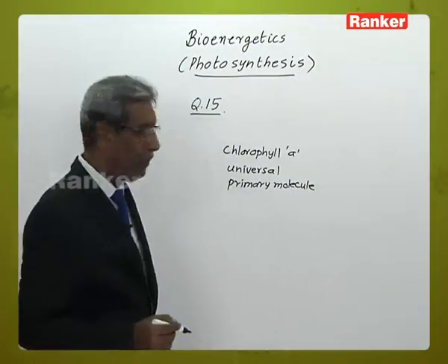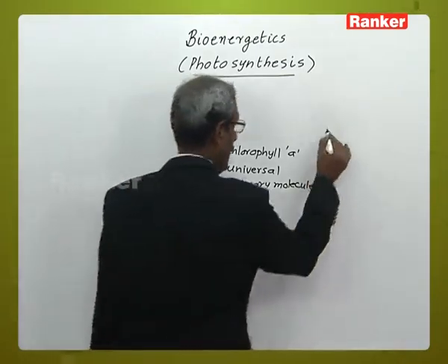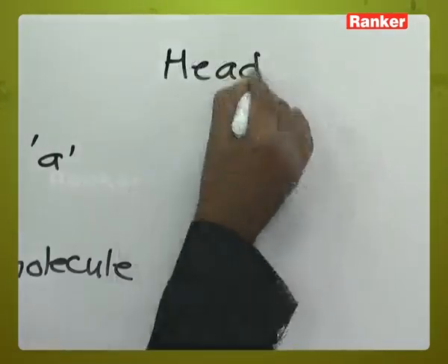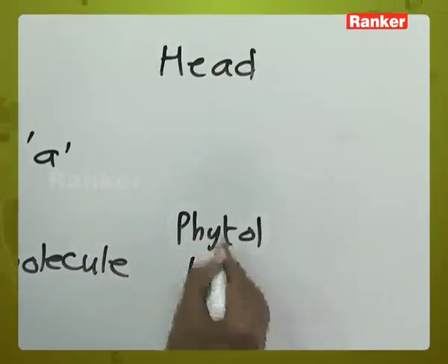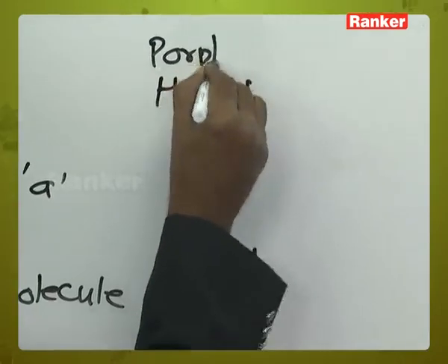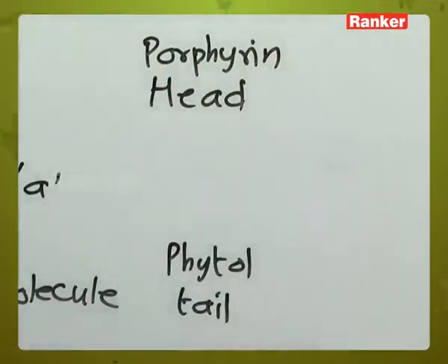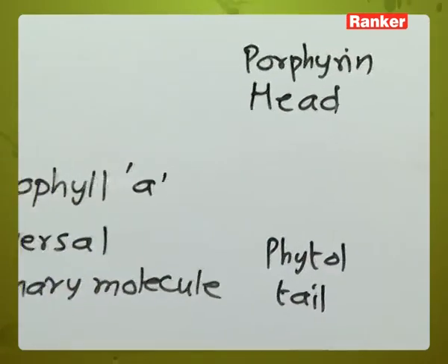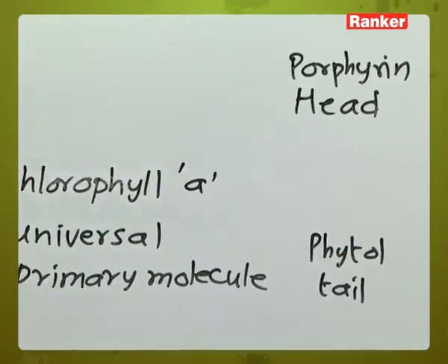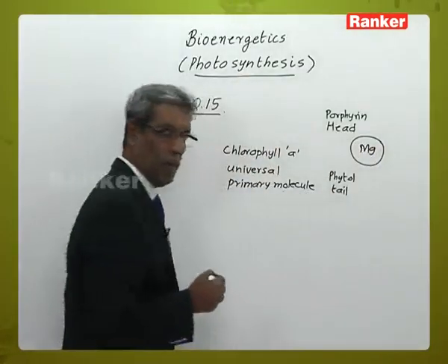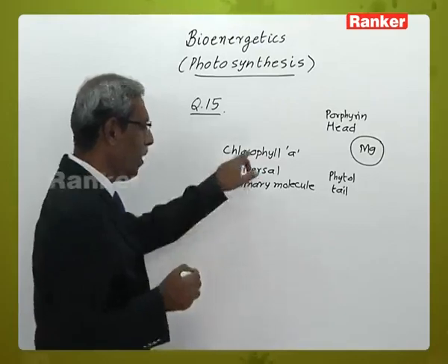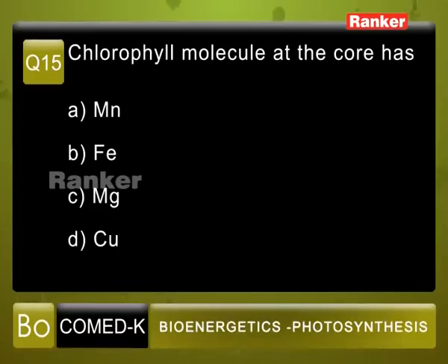Any chlorophyll molecule has got a sort of a head and it has a phytol tail. So, the porphyrin head has in its center the presence of magnesium. Magnesium is the core element which is present in the porphyrin head of the chlorophyll molecule. Hence, among the choices, primarily because of the presence of magnesium, the answer is C.